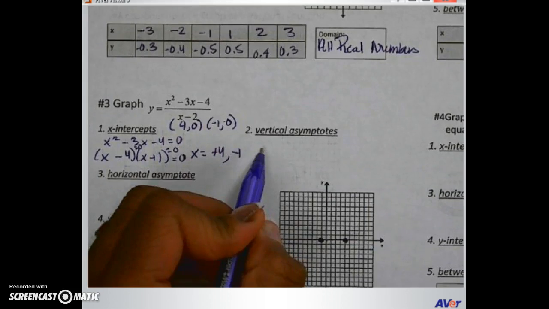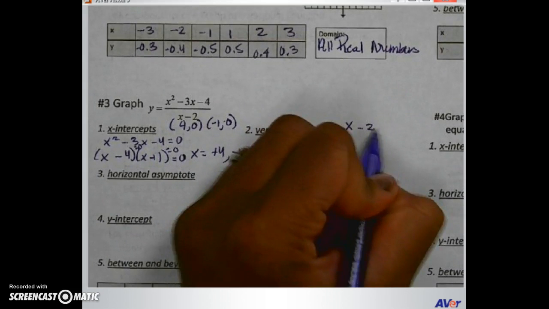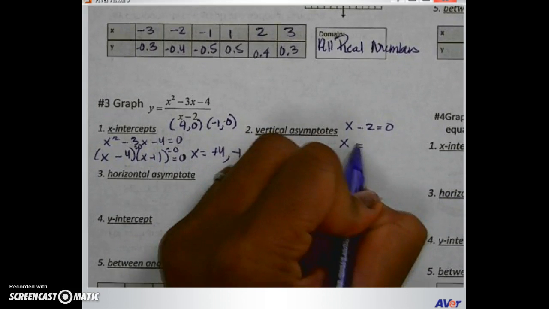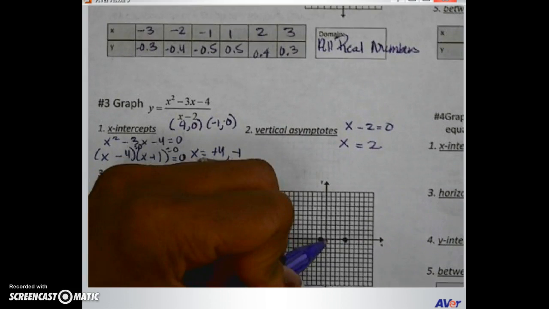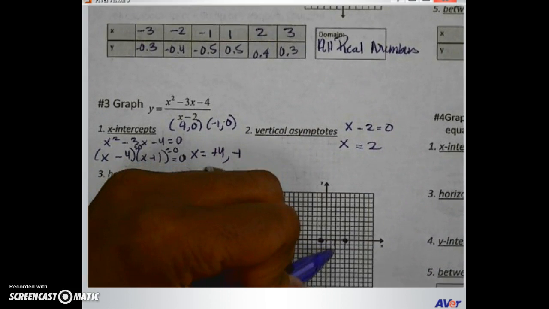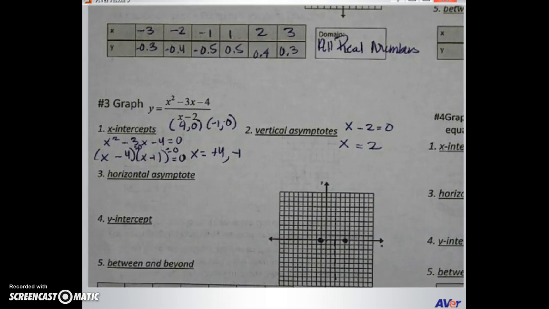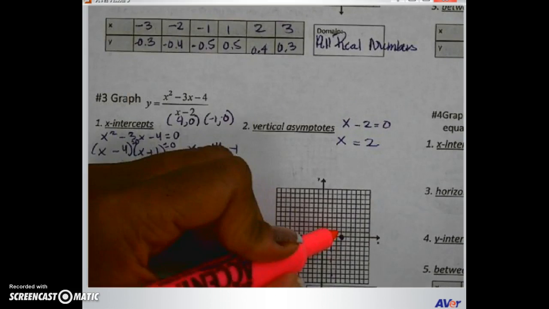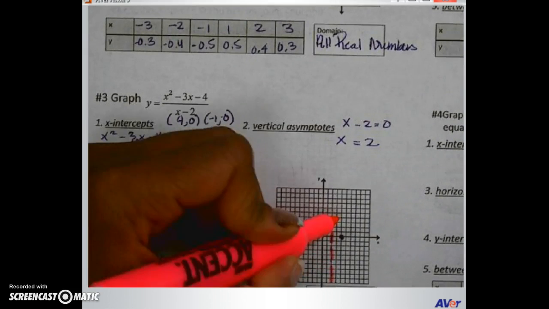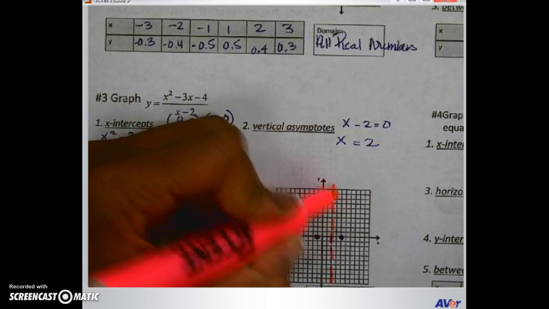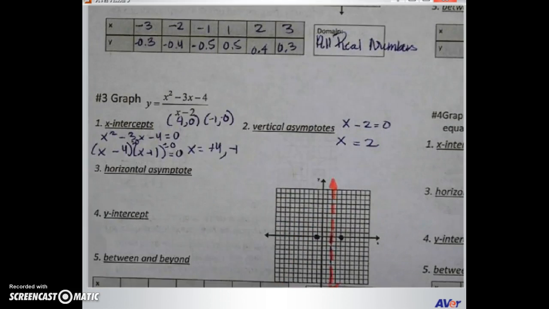Vertical asymptote, we're going to find by setting the denominator equal to 0, and find that x equals 2. Can you see that? Probably not super well. Okay, can I pause? 1 minute.